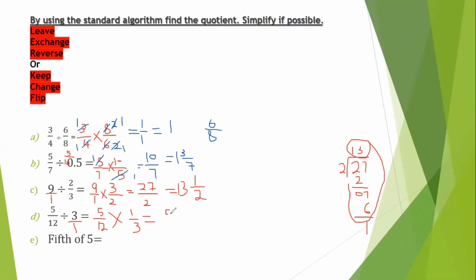5 times 1 equals 5. 12 times 3 equals 36. And you can check your answer by multiplying 5 over 36 by 3.